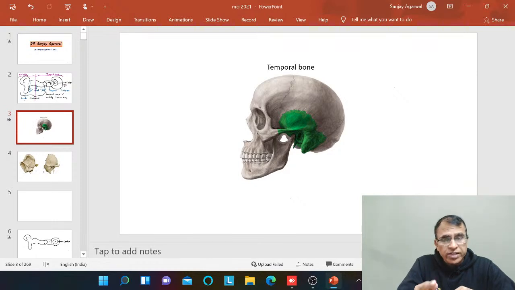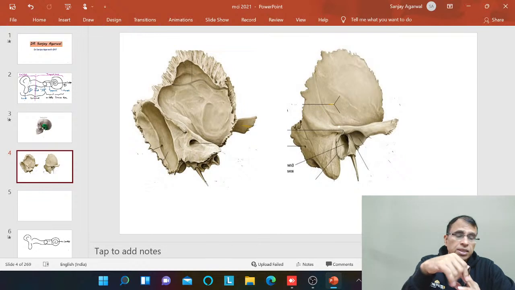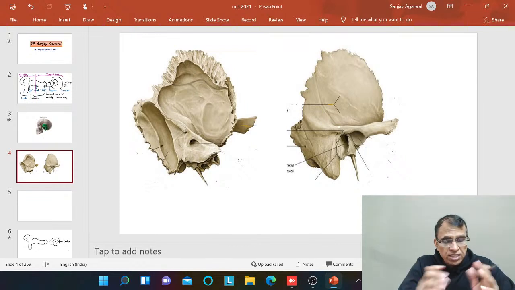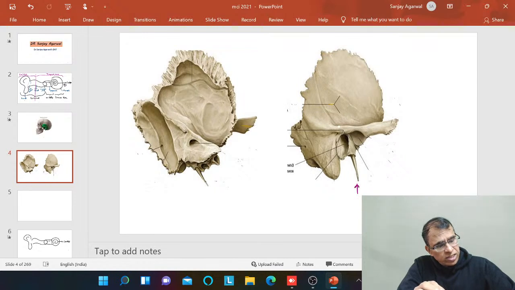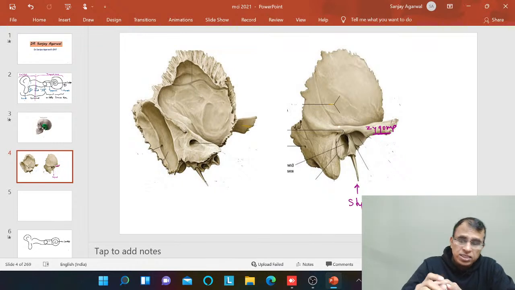So you should be able to identify this temporal bone, which looks like this. The first diagram is the medial view, from inside. And the second diagram is the lateral view from outside. But these are both temporal bones, so you should be able to identify them separately. There is a styloid process, this is styloid, which is not the end. This is root of zygoma. If you have confusion, these two bones can help you identify a temporal bone very easily.